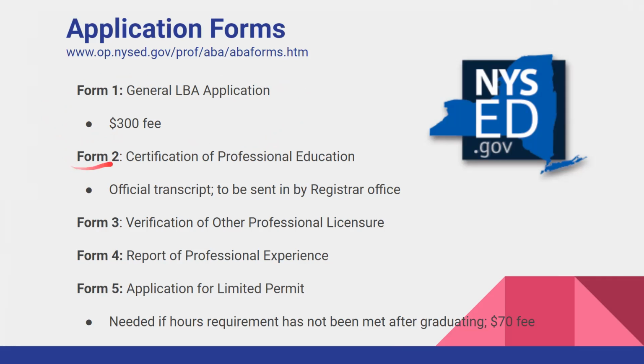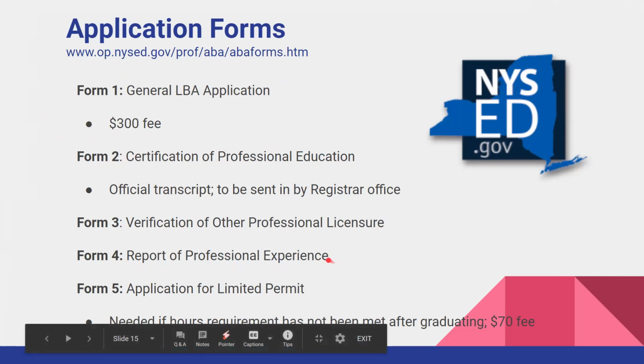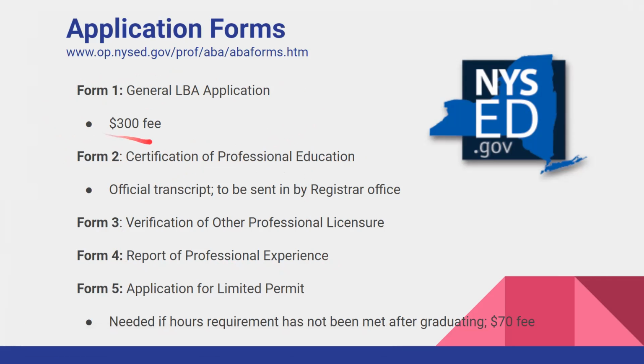is your certification of professional education and your reports of professional experience. So those are your hours. Because a lot of other students have asked me, if I submit Form 1, will that expedite my process? I don't think it does. Like I said, they'll hold on to your application, but they can't proceed until they get evidence that you went to an approved university. They have your official transcript, and so on and so forth.